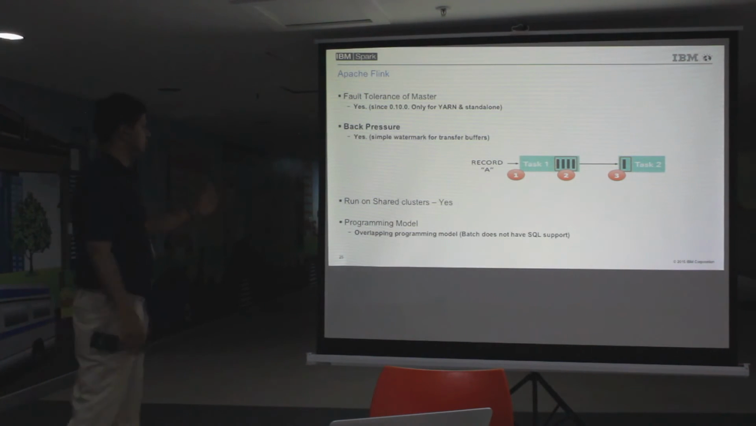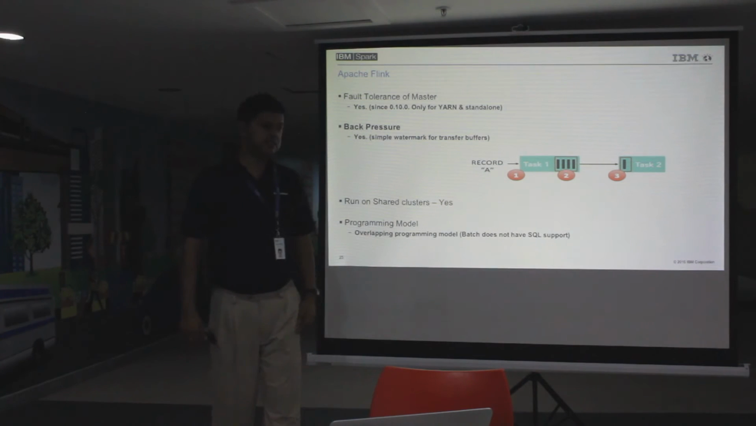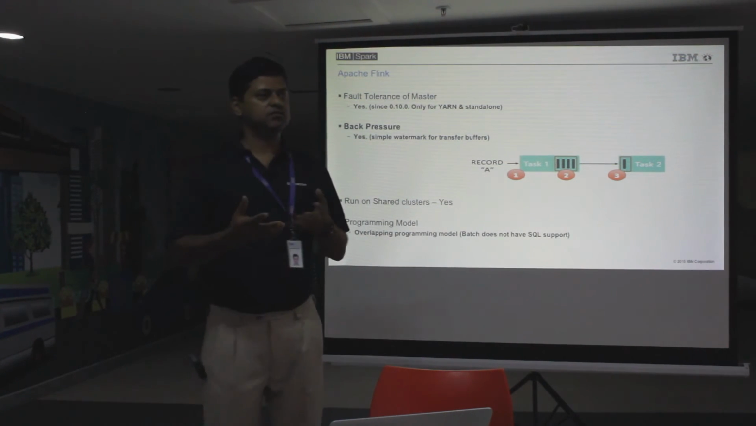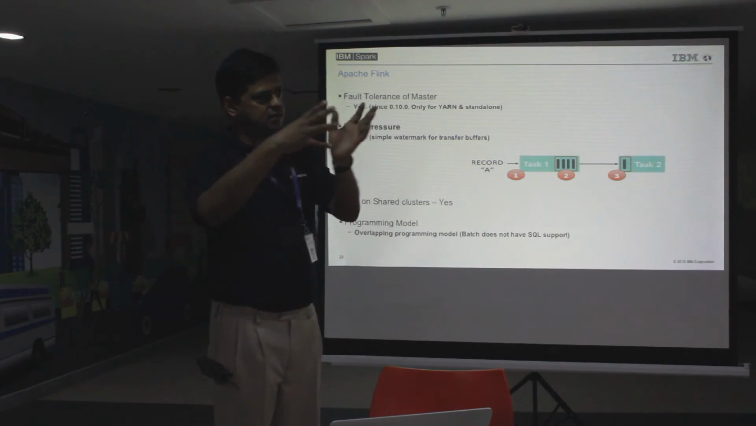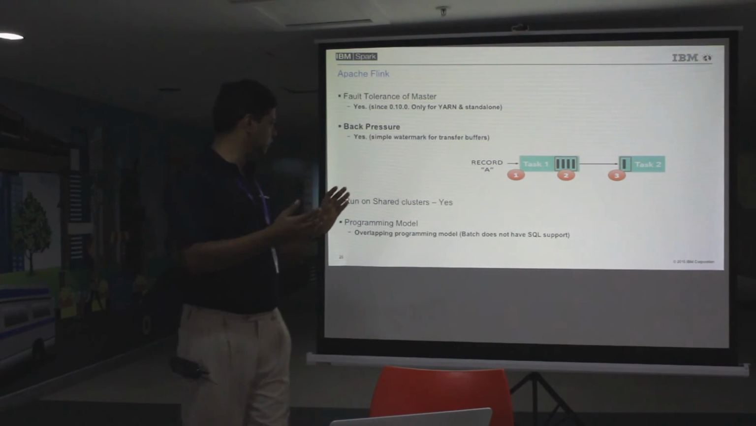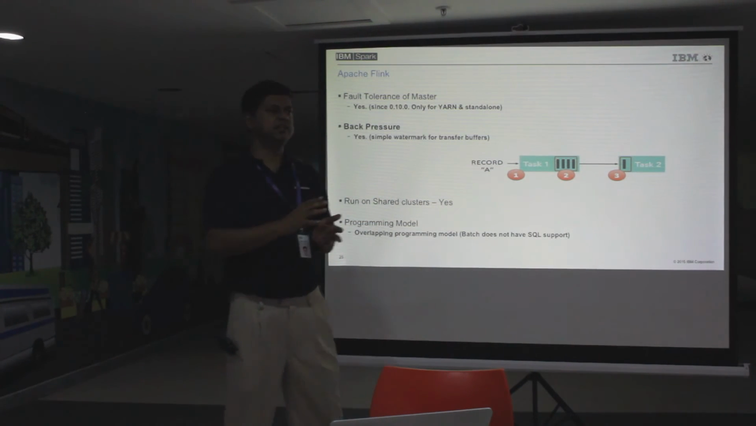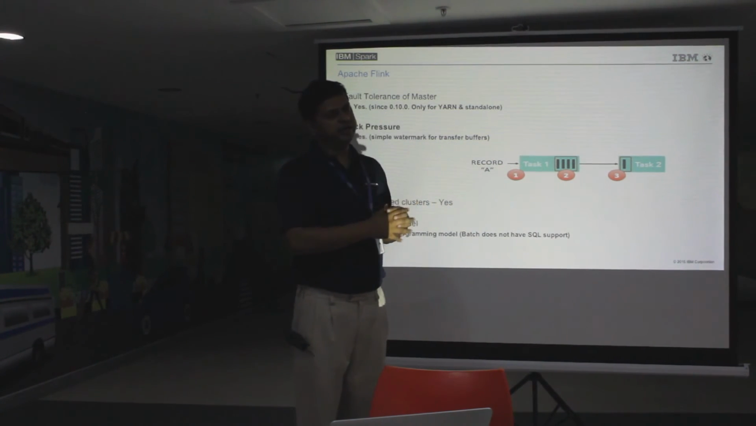Does he run on shared clusters? That's even covered there. Yes, he has an overlapping model between. So Flink also has a batch API. It's called the table API, right? Last when I looked, it didn't have SQL support. I'm not too sure, but I might be wrong. But for definitely the batch part of Flink is not as evolved as Spark, right?